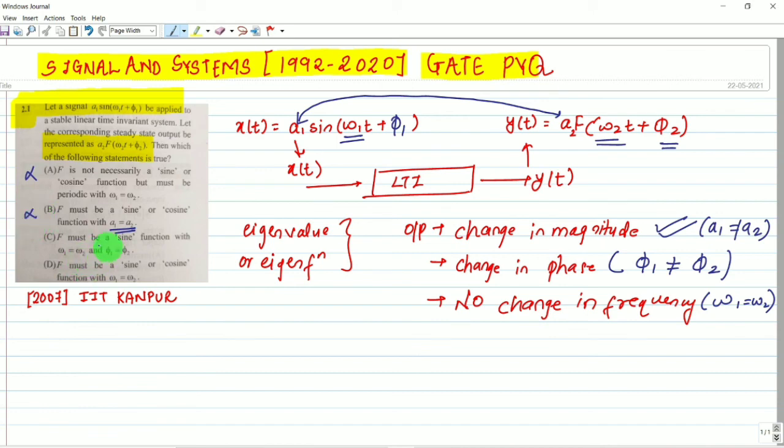Let me check option C. F must be a sine function. It need not be a sine function. It can be cosine. So option C can be neglected, or we can say here phi 1 equals phi 2. That's why option C can be neglected. Option D: f must be sine or cosine. Yes, it can be valid. It should be sine or cosine, and omega 1 equals omega 2. Option D is the correct answer. Let me highlight my answer. My answer is option D. F must be sine or cosine. Here f can be cosine as well as sine, and omega 1 equals omega 2.